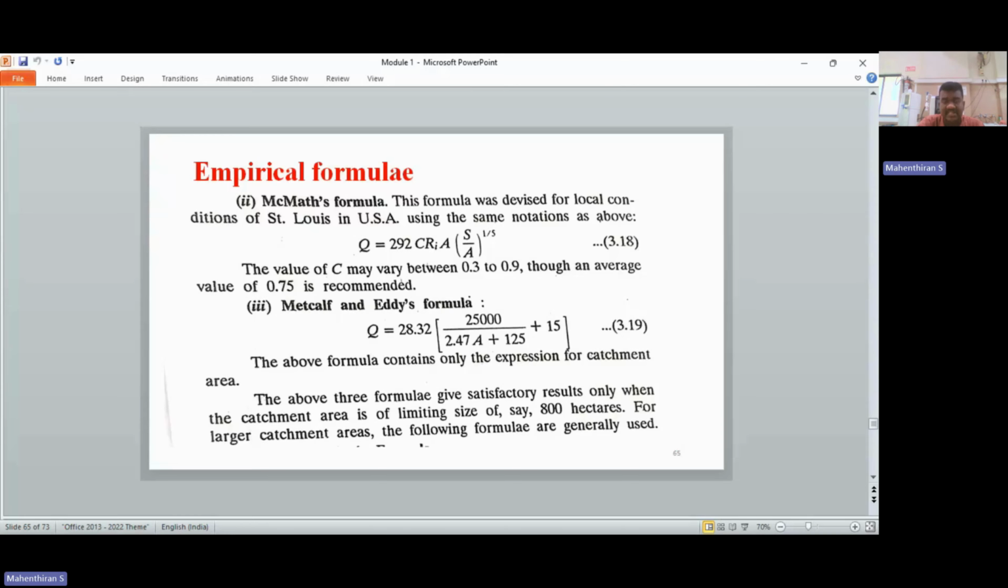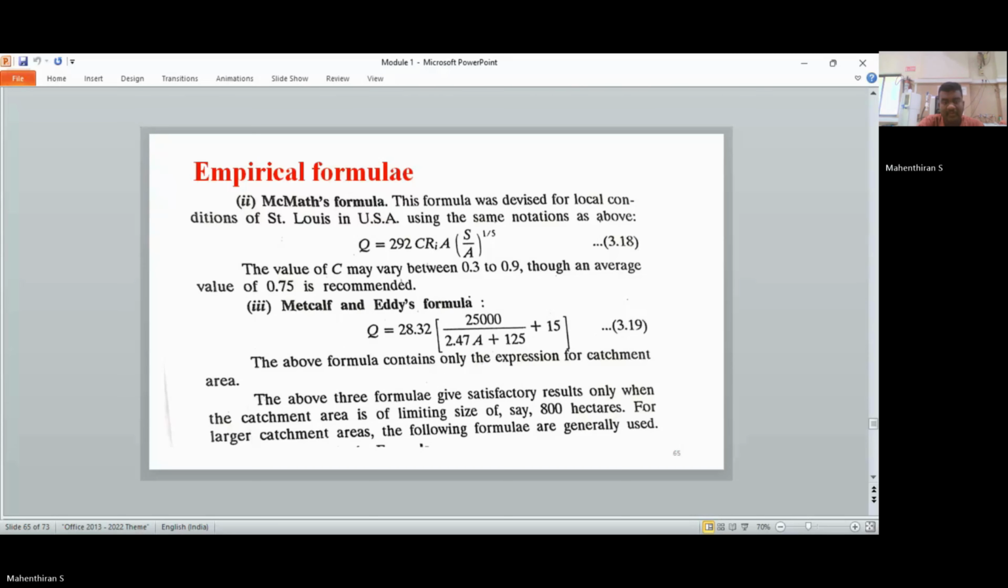For very large catchments, the peak runoff per unit area decreases because rainfall is rarely uniform across the entire area. Different parts of the catchment contribute runoff at different times. The channel storage attenuates the flood wave. So despite its simplicity, Metcalf and Eddy's formula does not consider these factors. The above three formulas give satisfactory results only when the catchment area is of limited size, which we have discussed already.